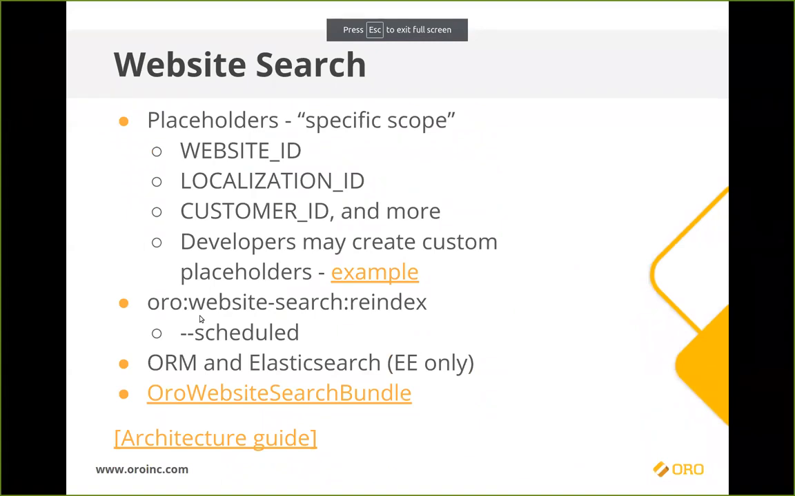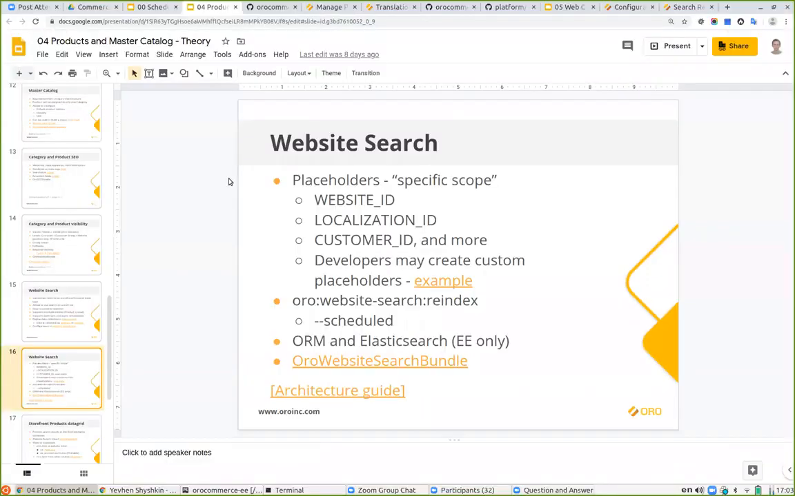Website search also has a feature called placeholder, which allows you to build universal queries, no matter what the current website, current localization, and so on is. For example, localizable values, let's say name, are stored as a field called name_localization_ID. So in the technical index, you will see name_1, name_2, name_3. But because you do not always know what the current localization is, in your query you can use name_localization_ID, and it will be replaced by the appropriate ID automatically by the application.